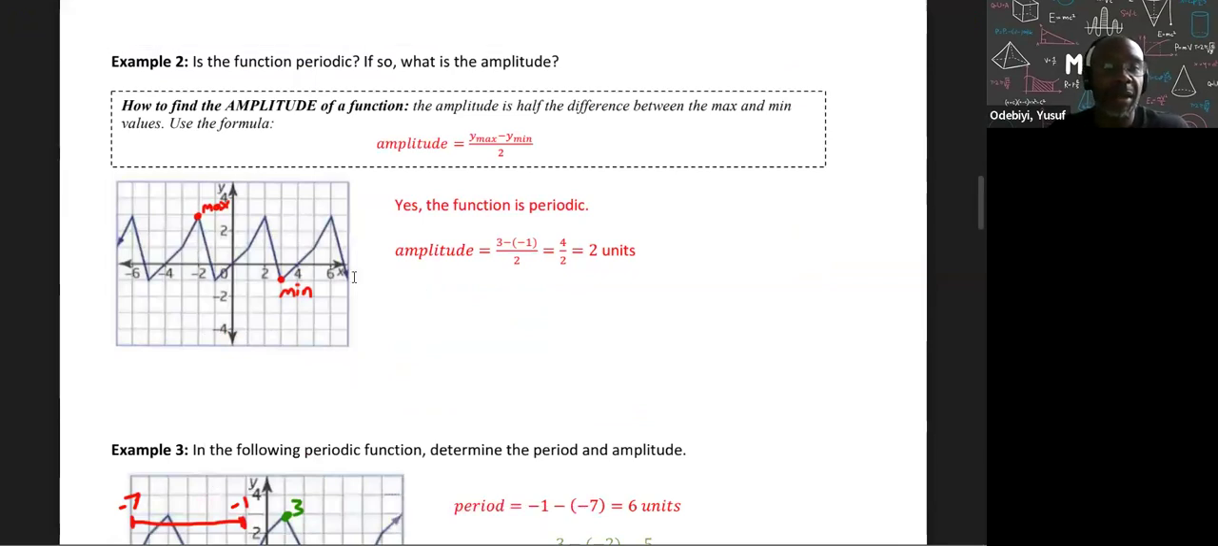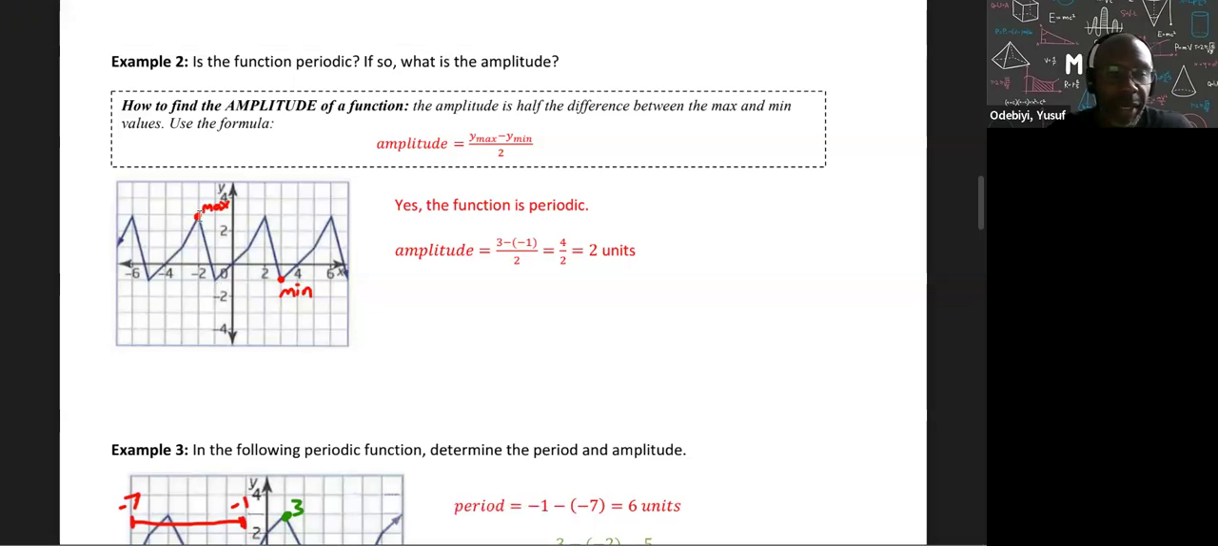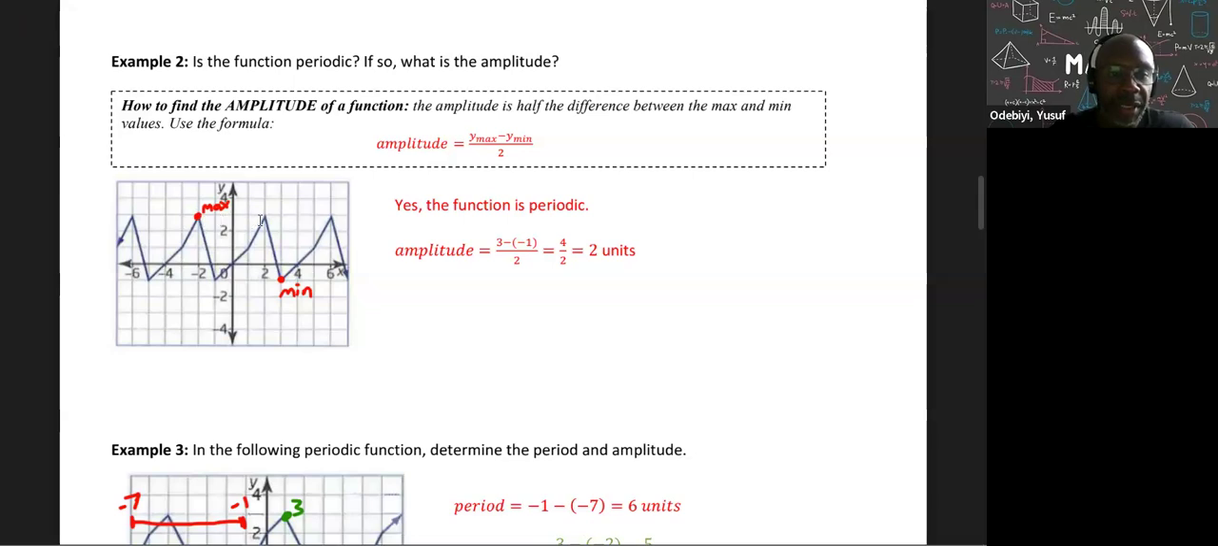When I look at this one here, the question is: is the function periodic? If so, what is the amplitude? Is it a periodic function? It looks like it repeats. From here, come down, go up, come down. It looks like it repeats here, right? If I start here and then I go to here, it repeats, right? So this is a periodic function.